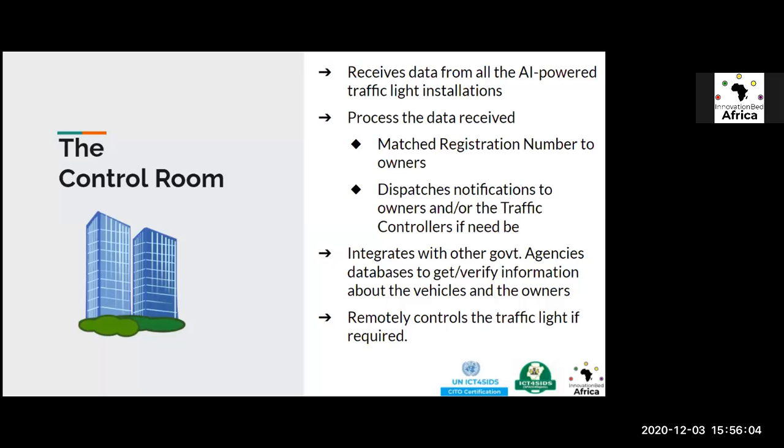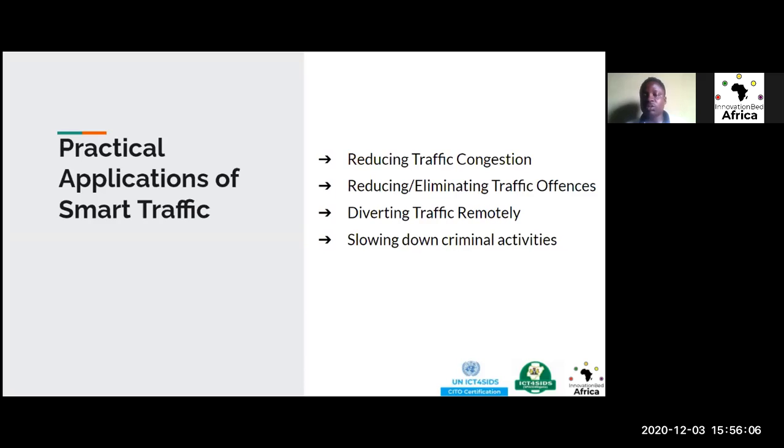It can help to reduce traffic congestion. And it can also help to reduce and eliminate traffic offenses, because you know that when you go through this route and you don't have your driver's license, you're not going to go out with that vehicle. So it actually reduces or eliminates traffic offenses. You know that once you are there, you can't break the rules.